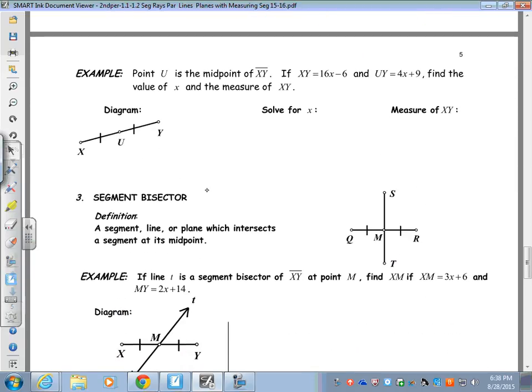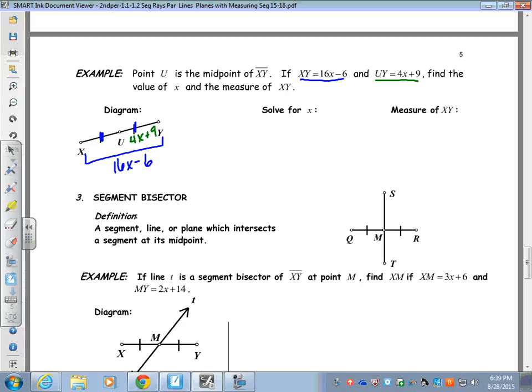And so you're going to use that relationship to problem solve and to apply the definition of midpoint or bisector. So it tells us in this problem that U is the midpoint of XY. The reason why I know that is I have tick marks to justify that, to prove that. Okay, and so it says if XY is 16x minus 6, so basically the whole segment is 16x minus 6, that's XY. And it says if UY is 4x plus 9, find the value of x and then the measure of XY.